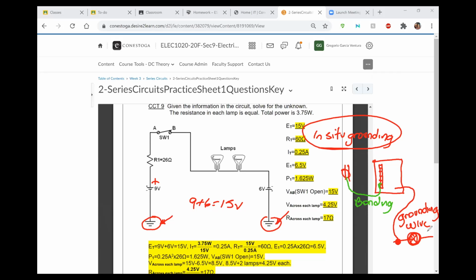Now, on the flip side, when we are talking about our chassis ground, think about a car. In a car, you have a battery. And in the battery in your car, you have your positive and negative.